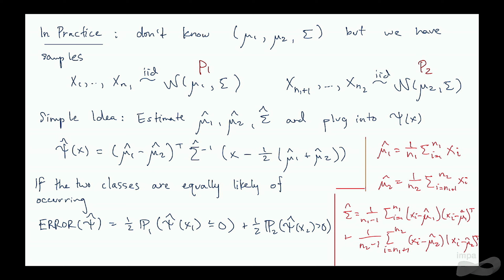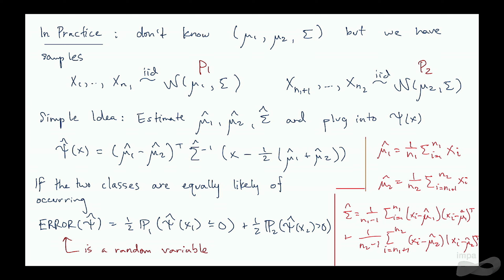Okay, so the thing that's changed now is that this error is actually a random variable, because this psi hat was constructed from our sample, and we're actually only averaging over these x's. So the difference here is that this is a random variable because of the data.